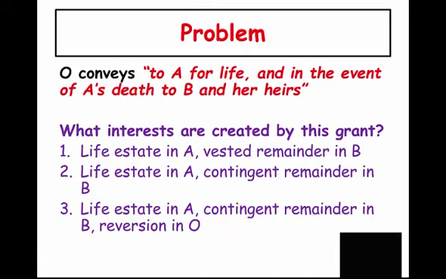So if we look at the options for what interests are created by this grant, number one, a life estate in A, a vested remainder in B. Number two, a life estate in A, a contingent remainder in B. Or three, life estate in A, contingent remainder in B, reversion in O. The correct answer is 1. This grant creates a life estate in A and a vested remainder in B because B is an identified person and B does not have to fulfill any condition to take this grant. B simply takes after the life estate ends.